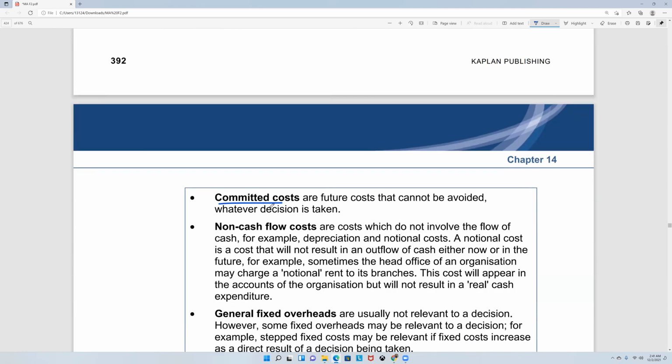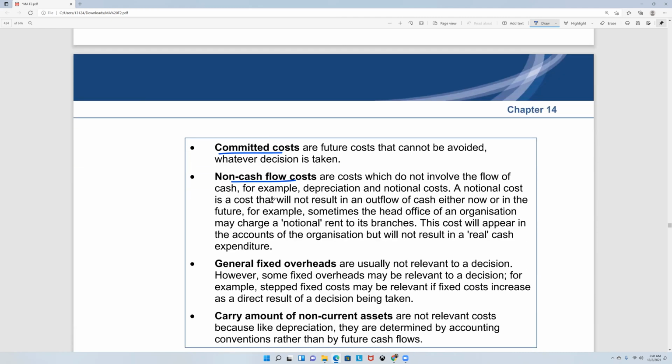Same goes with committed cost and non-cash flow cost also. Committed cost, like rents which you have to pay further, is a committed cost; you will have to pay at any cost. Non-cash flow cost is again those costs which are not cash going out, like depreciation and similar non-cash flow items. Are you guys there with me? Yes, sir.